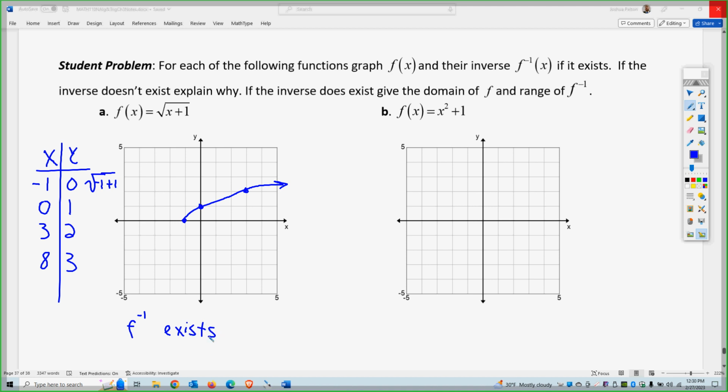So if I want the table of values, all I have to do is switch them, basically, right? So if I switch them, (-1, 0) becomes (0, -1). Then my next one, (0, 1) becomes (1, 0). And then (3, 2) becomes (2, 3). And then (8, 3) becomes (3, 8), which is off the graph. So basically I'm just going like this, right? So that passes the symmetry test also visually.